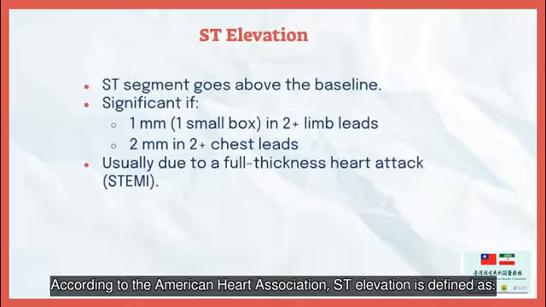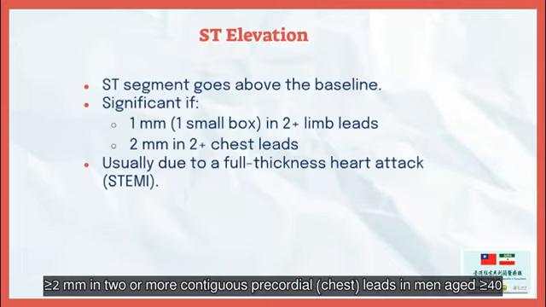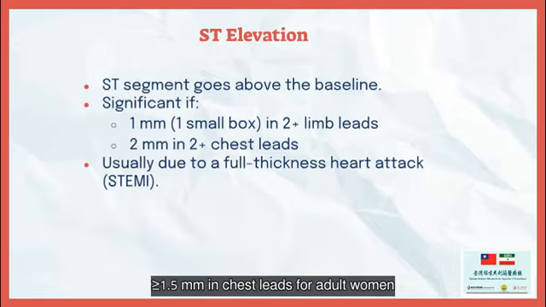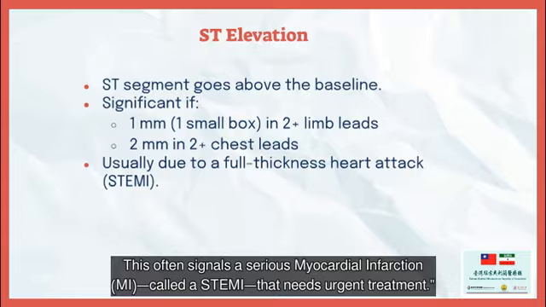According to the American Heart Association, ST elevation is defined as greater than or equal to 1 mm in 2 or more contiguous limb leads. Greater than or equal to 2 mm in 2 or more contiguous precordial, chest, leads in men aged greater than or equal to 40. Greater than or equal to 1.5 mm in chest leads for adult women. All measured at the J point. ST elevation criteria vary by sex and age. This often signals a serious myocardial infarction, MI, called a STEMI, that needs urgent treatment.